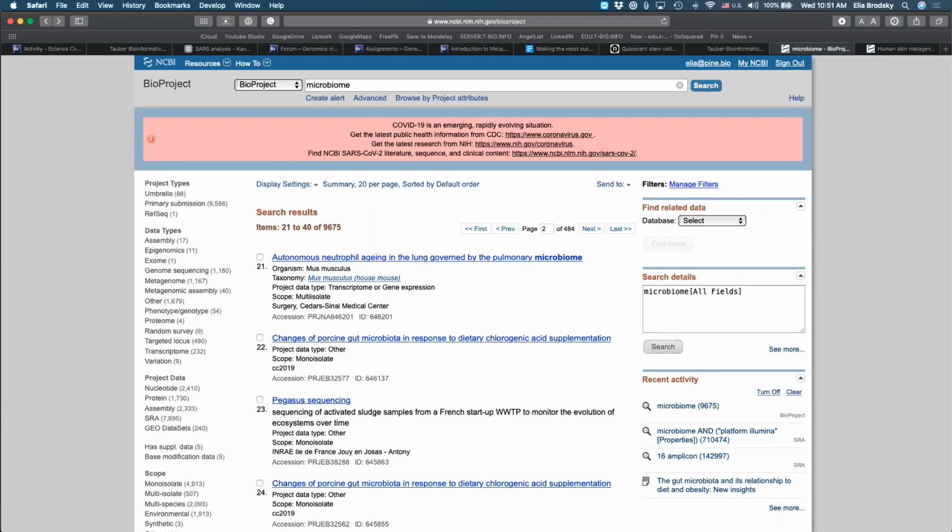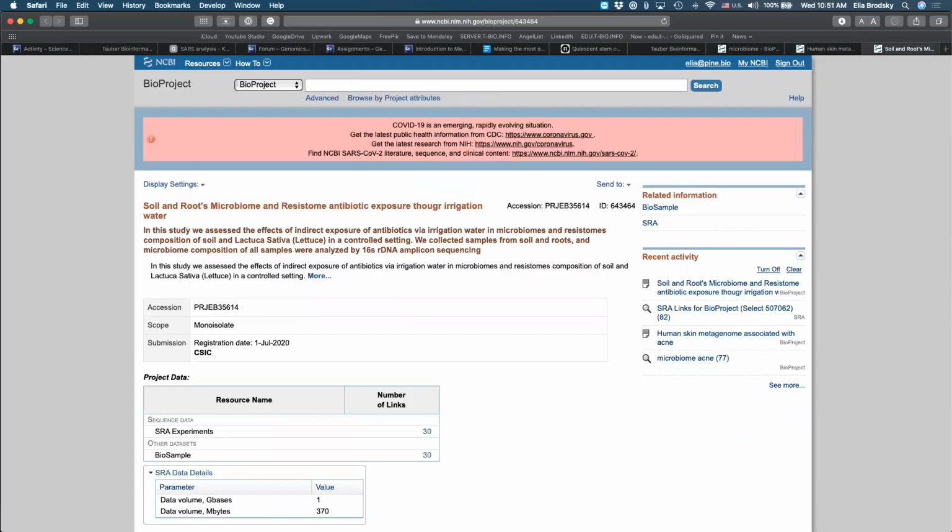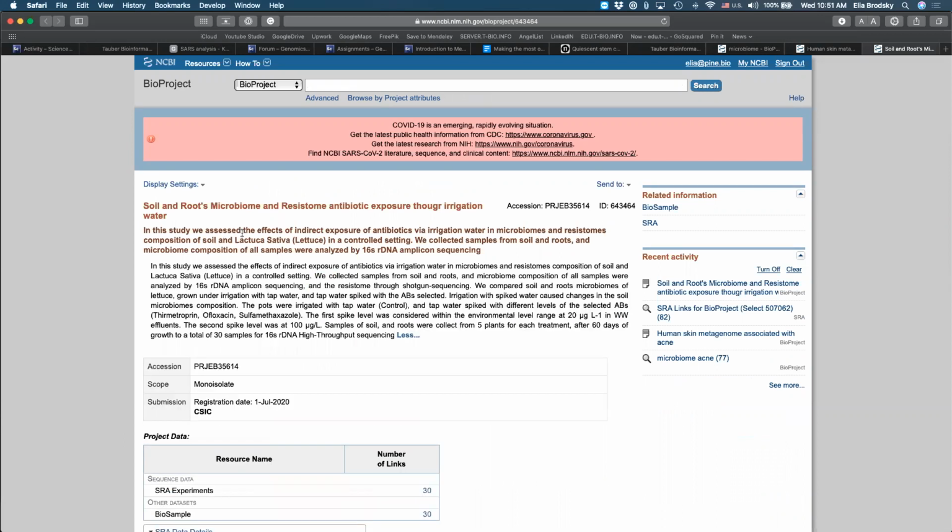Okay, so we have Chandrani here. Let's take a look at that one. Soil and roots microbiome and resistome antibiotic exposure through irrigation water. Okay, so let's take a look. In this study, we assessed the effects of indirect exposure of antibiotics via irrigation water in microbiomes and resistomes composition of soil and Lactuca sativa, which is lettuce, in a controlled setting.